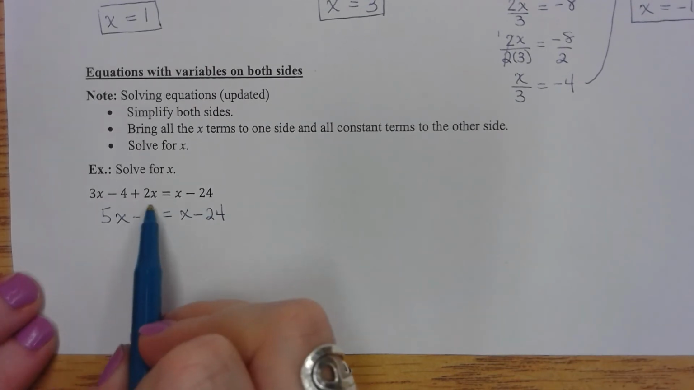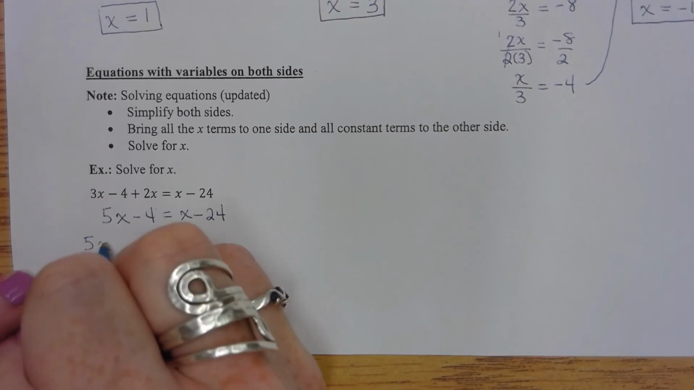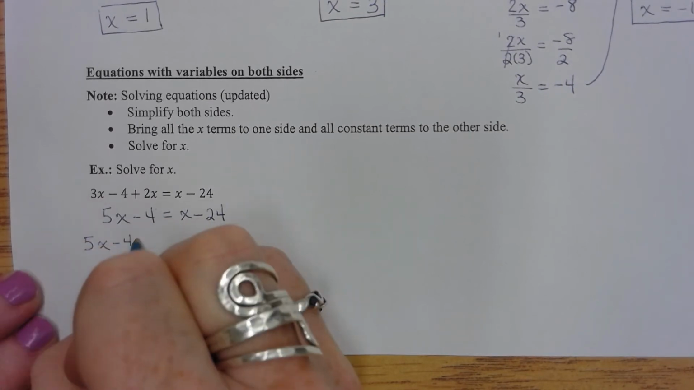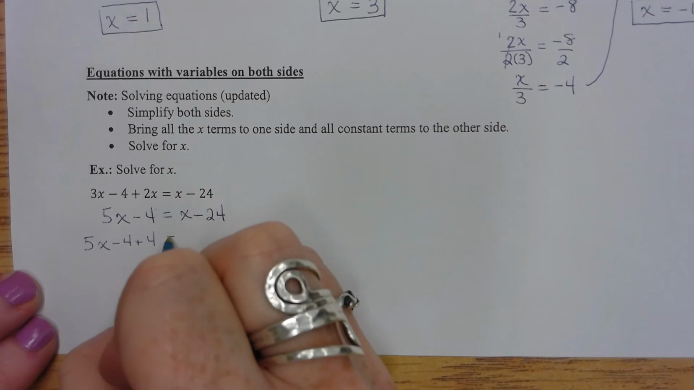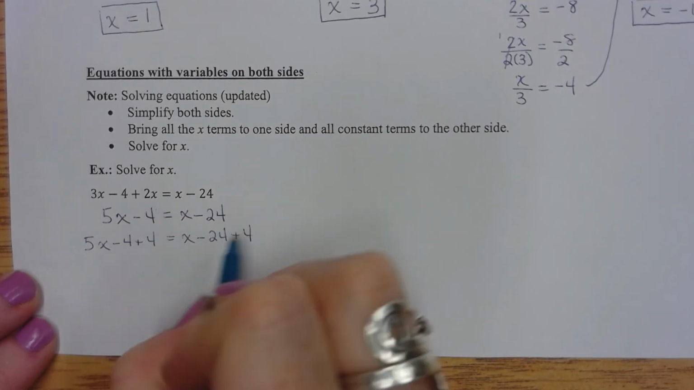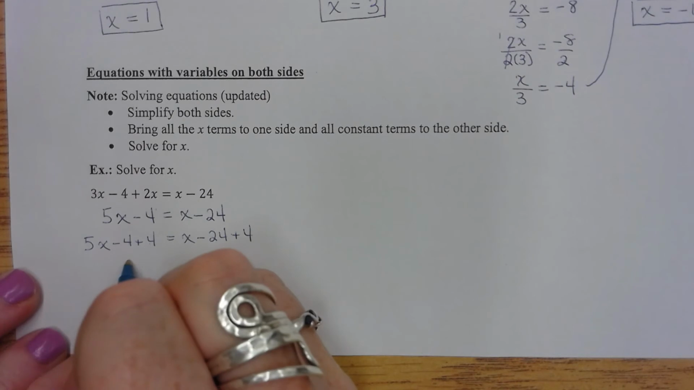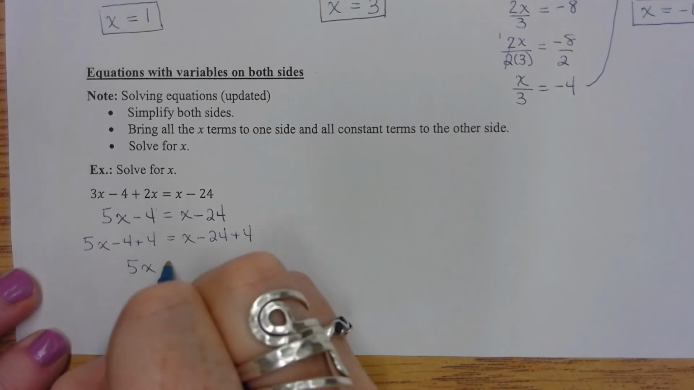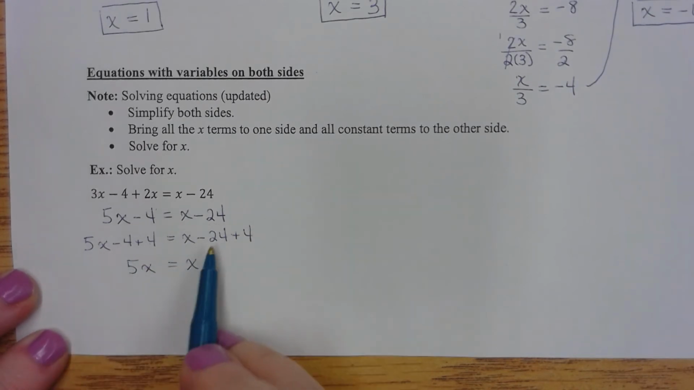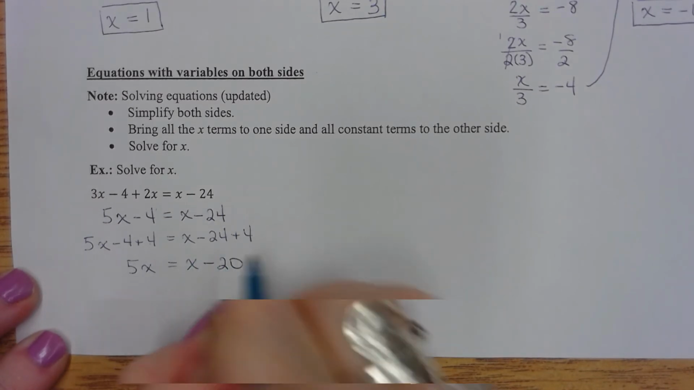So this minus 4 is going to disappear, so I have to get rid of it. I have to add 4, so I'm going to do 5x minus 4 plus 4 equals x minus 24 plus 4. So I'm going to add 4 to both sides. Now when I subtract 4 and I add 4, I have nothing. So I'm left with 5x equals x, and negative 24 plus 4 is just negative 20.